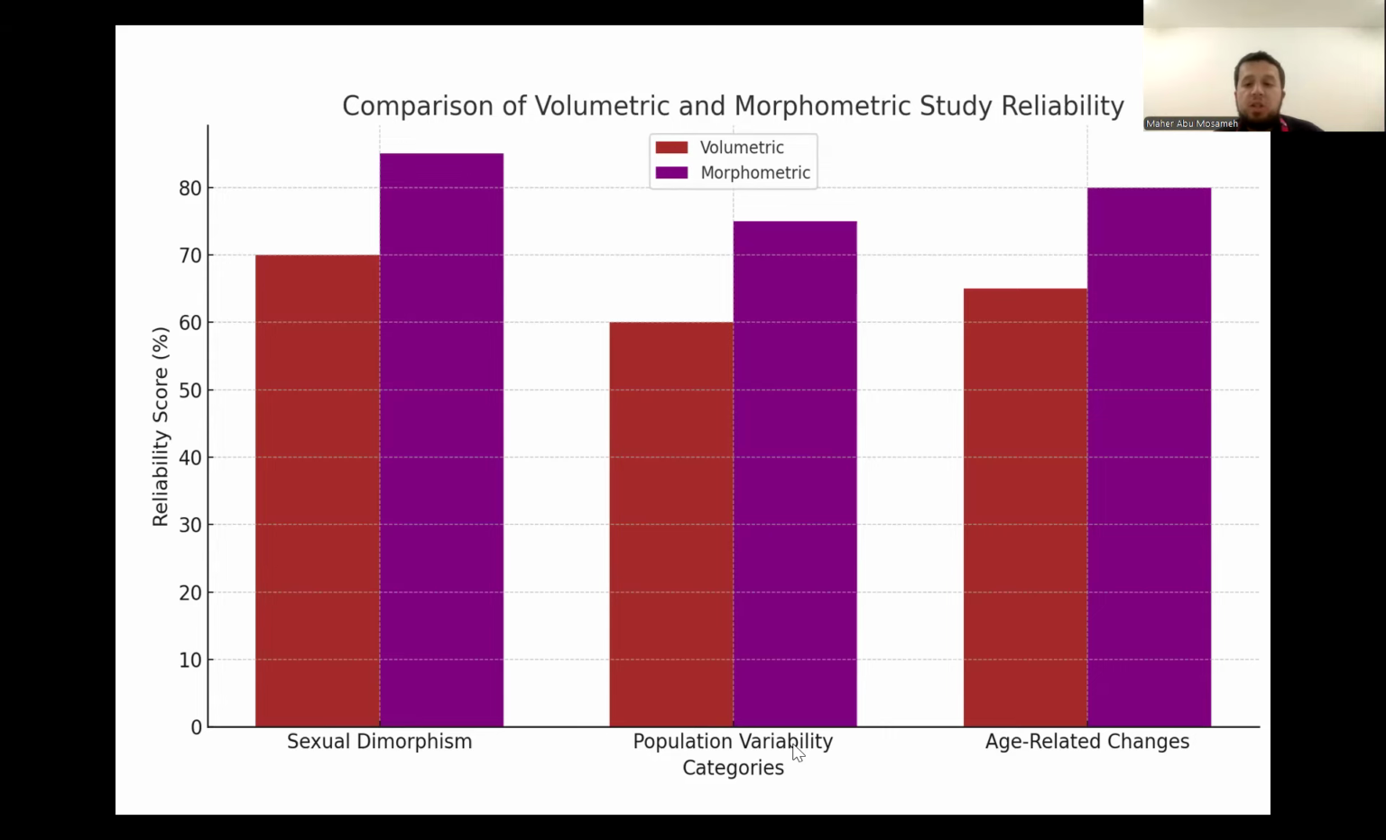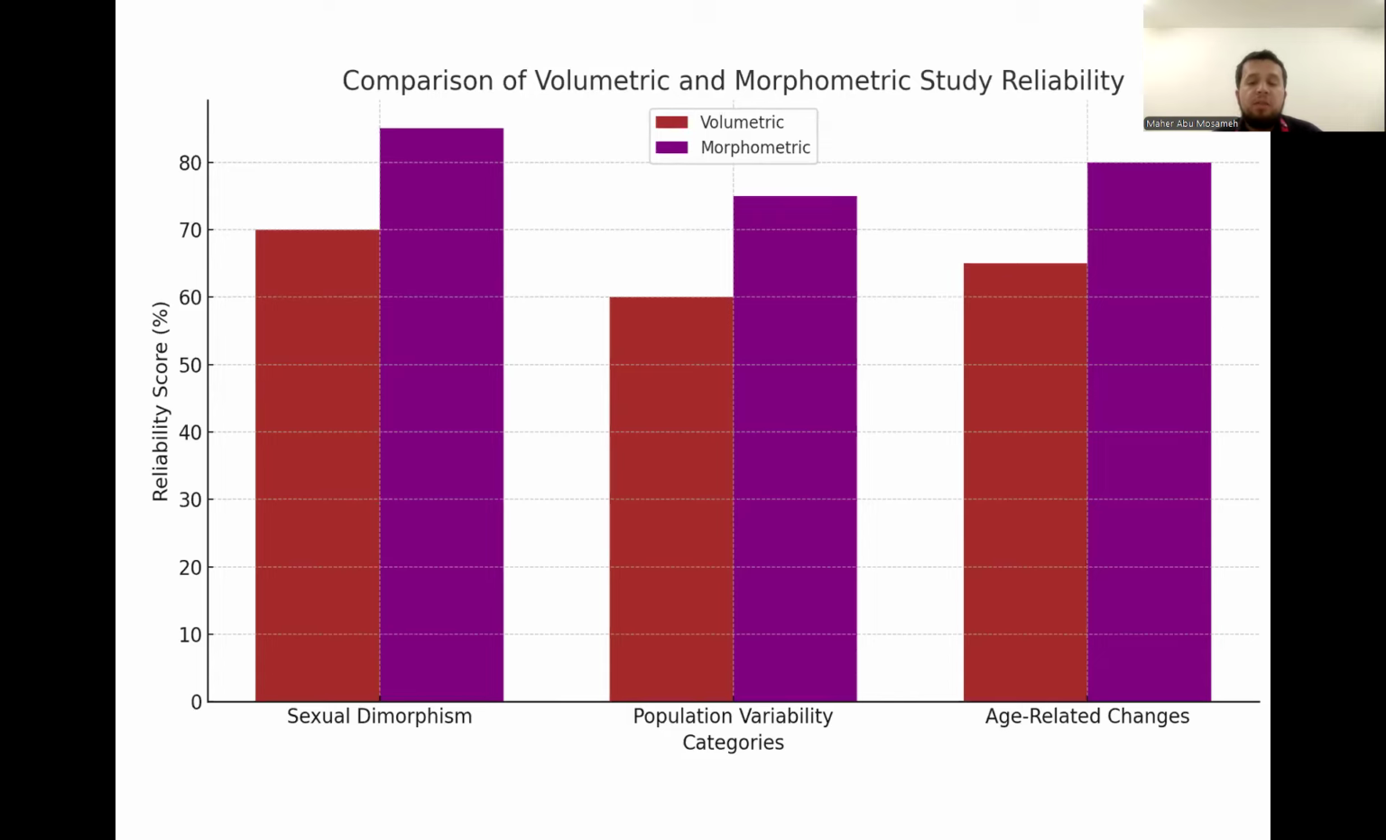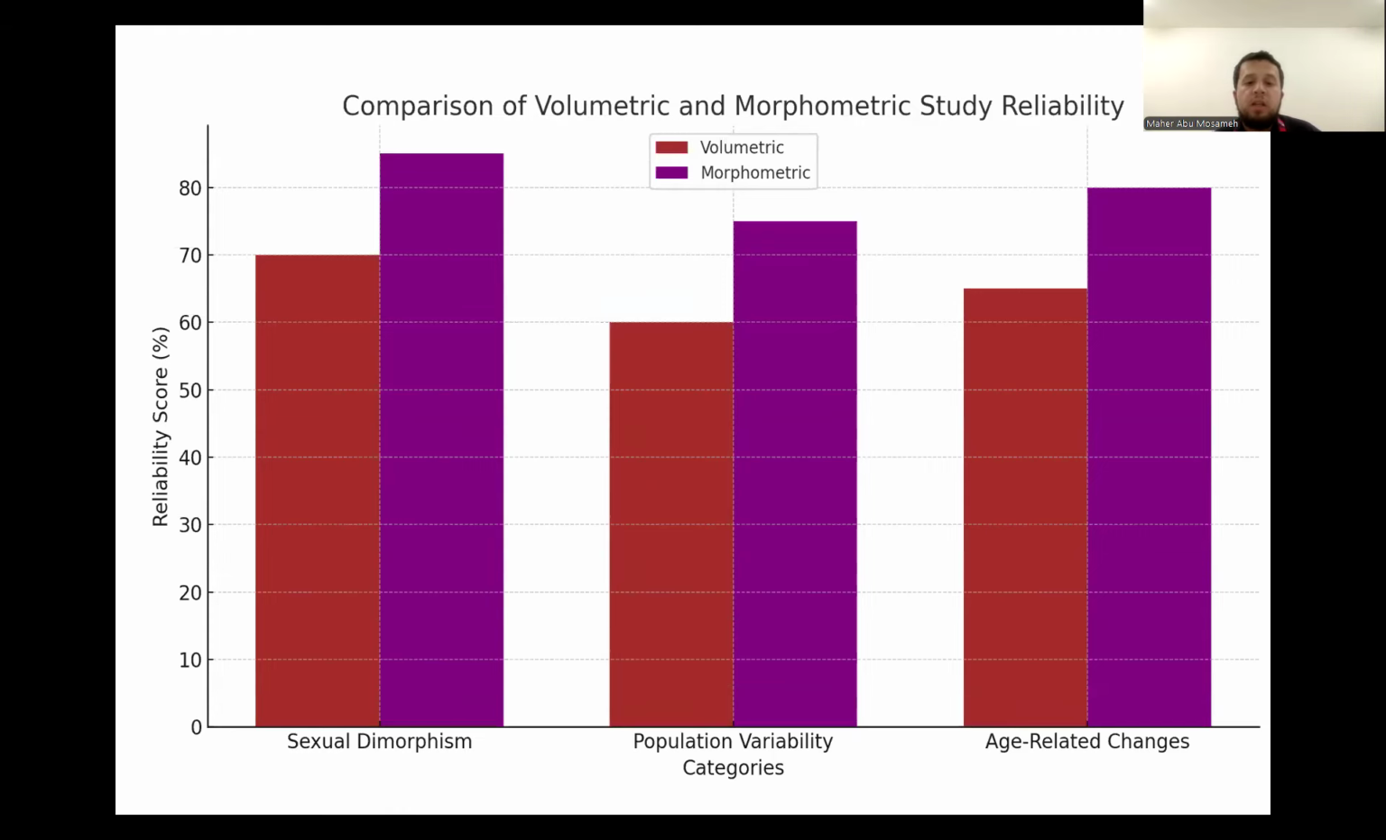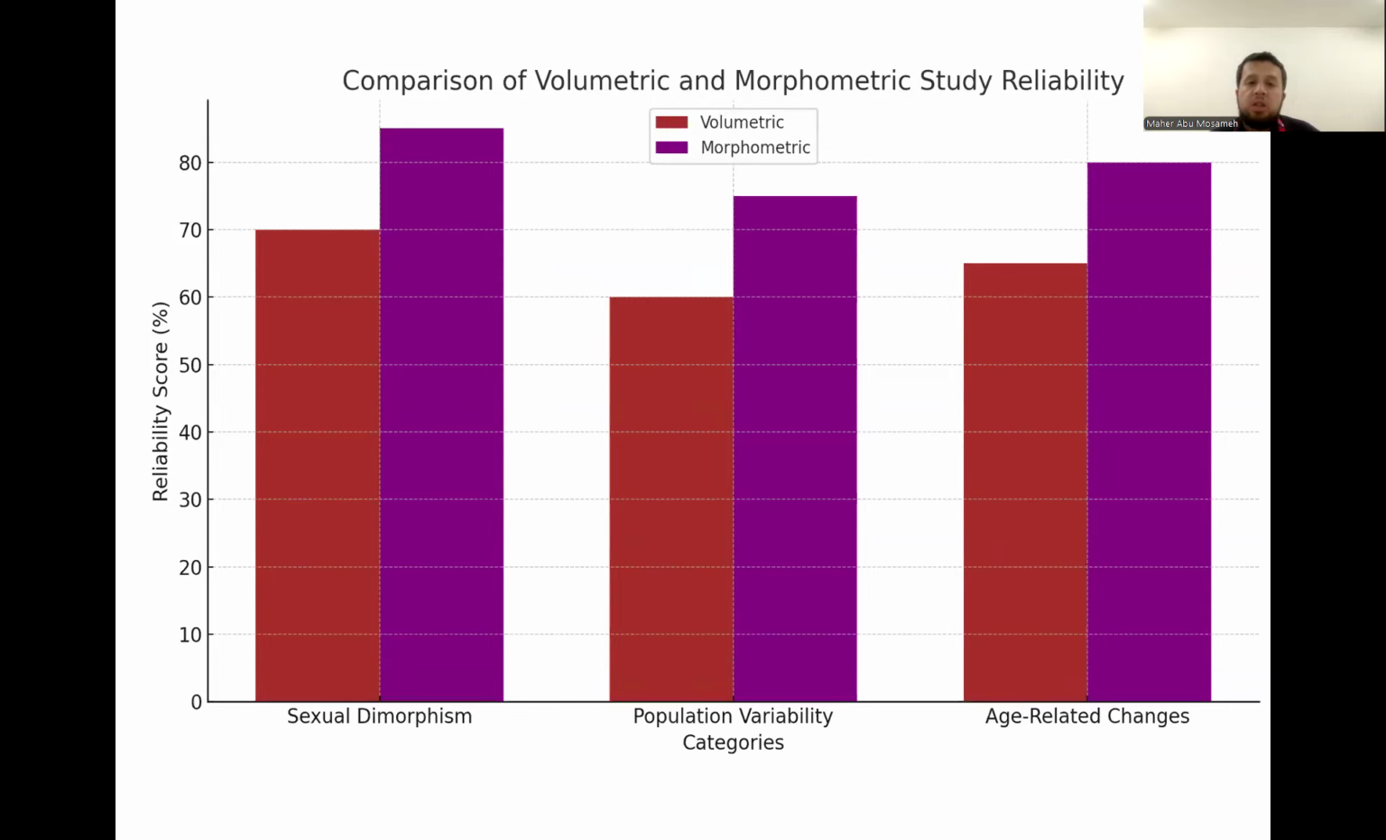With regards to age-related changes, morphometric analysis is still slightly leading compared to volumetric, and it suggests that morphometric methods are more sensitive to changes in bone structure associated with age, although volumetric analysis also performs relatively well in this category, age-related changes.